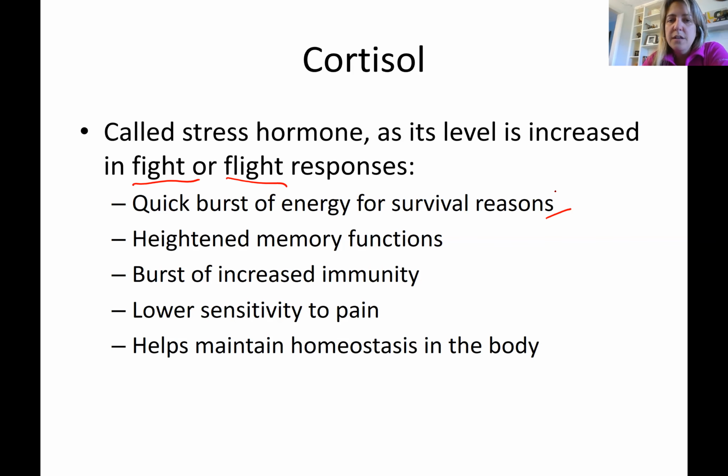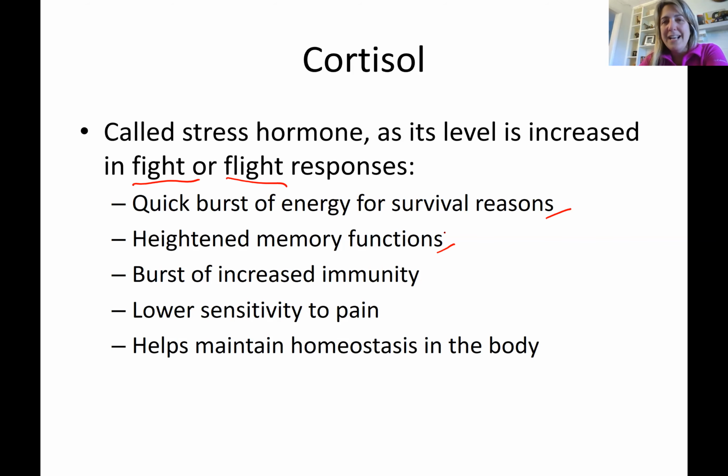Because it gives quick bursts of energy for survival reasons. Because of this release, you thought you could only run one block from somebody that's trying to run after you, but now all of a sudden you have this unimaginable energy that you can actually run 5 blocks without getting tired. You are going to have heightened memory functions.